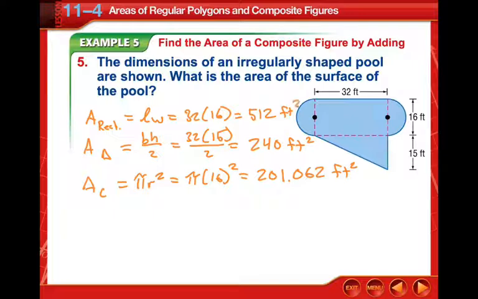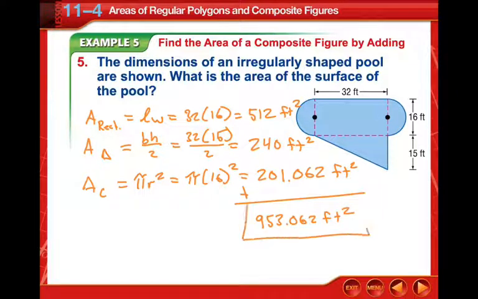So all these are feet squared. It doesn't matter so much to write that in each one. Now we need to add them up. So when we add all these up, we get our grand total of 953.062 square feet. Not too bad.